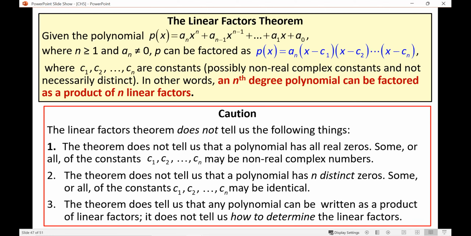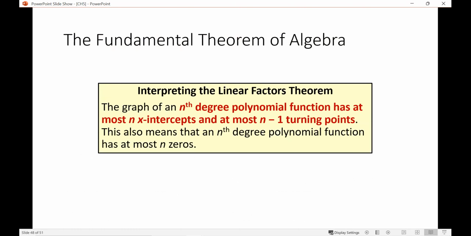So this doesn't tell us how many real zeros a polynomial has. It doesn't tell us how many zeros are distinct, meaning they could be repeats. It just tells us that we can write it as a product of linear factors. It doesn't tell us what those factors are. All right.